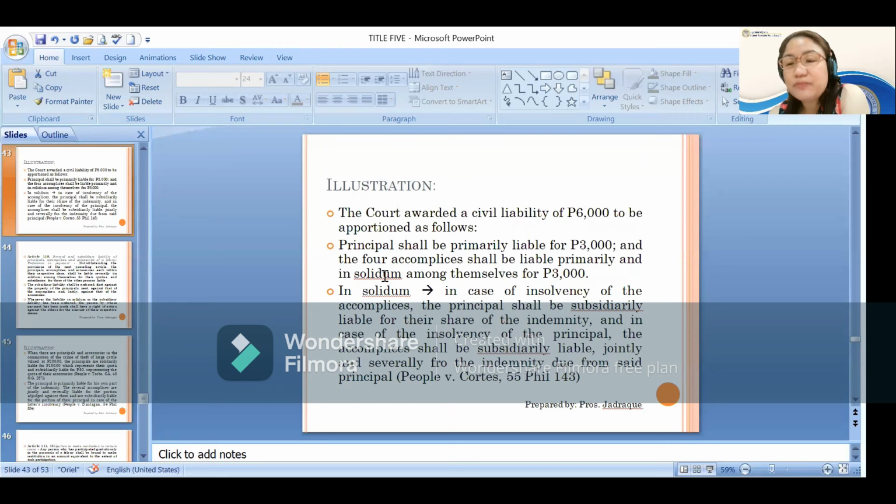So it follows in the civil aspect, mas gamay sad ang share ni accessory as compared ni accomplice or ni principal mismo. So the principal shall be primarily liable for 3,000, so that is half of the award of the court. And the four accomplices shall be primarily and in solidum among themselves for 3,000. So the four accomplices have to divide the 3,000, so that would make 750 each. Okay, 750 each.